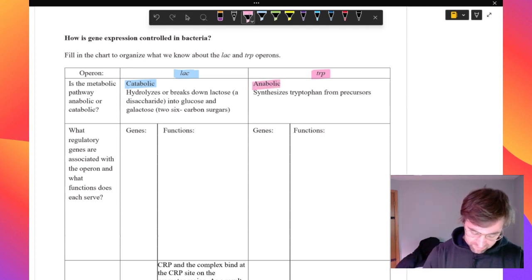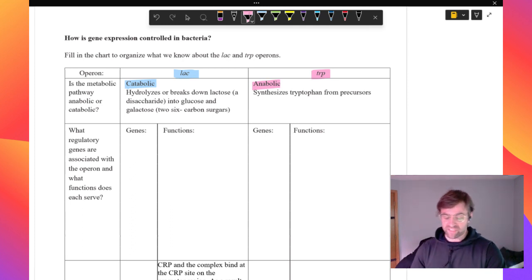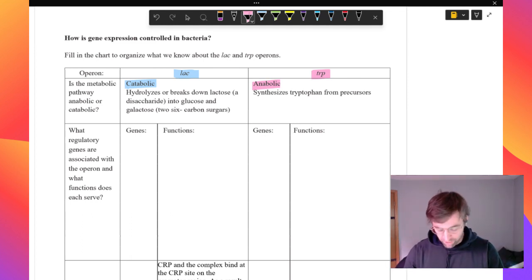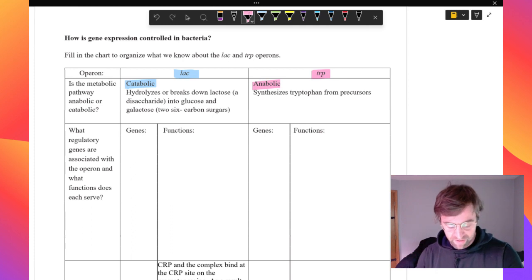Anabolic, for tryptophan, synthesizes tryptophan from precursors. Tryptophan is really important because it's an amino acid incorporated into a lot of proteins. So it is a building block. Amino acids are the building blocks for proteins. Proteins manifest into all of the characteristics of life that we can observe. If you need a way to remember that, anabolic steroids, bodybuilders, right?